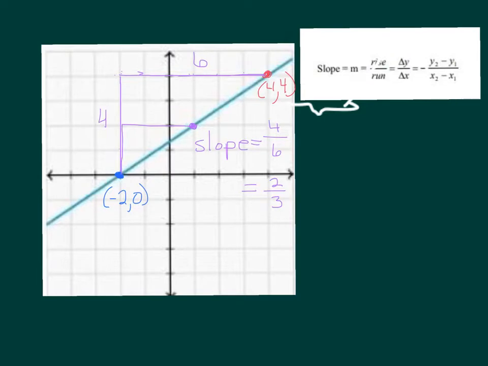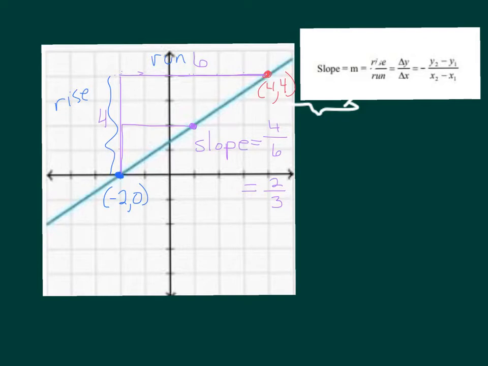Here we have the equation for the slope of a straight line. The slope is referred to using the letter m, and it's equal to the rise, which is the up direction, over the run, which is the over direction. Now we always go over to the right. We never move to the left when we're measuring the slope of a line.